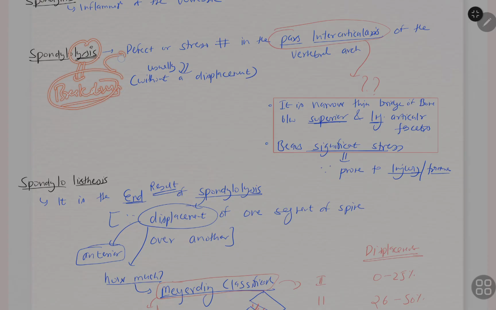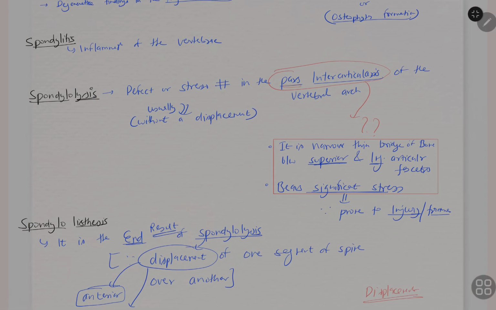and this breakdown happens because of repeated stress or some defect in the pars interarticularis of the vertebral arch. Now the question arises, what is the pars interarticularis? As the word says, it is present between the two articular processes, the superior and inferior articular facets of the vertebra. So it is a narrow thin bridge of bone present between the superior and inferior articular facet. Its importance is that it connects the posterior part, the pedicles, to the anterior one. It bears significant stress, and that's why it's prone to injury.